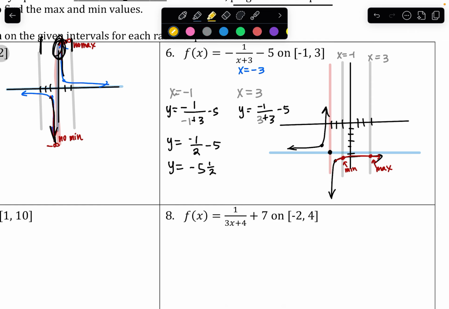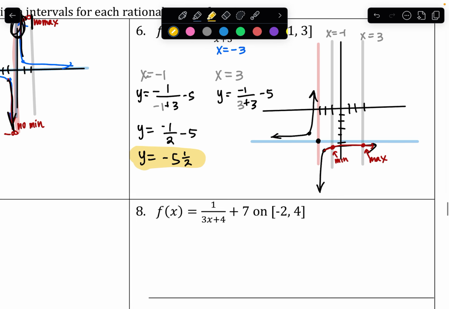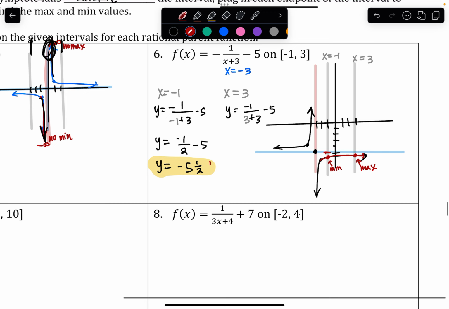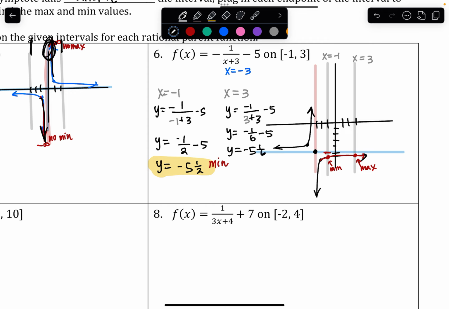Okay, and so that is going to be my minimum. And you can see that -5 is here, and -5 and 1/2, that makes sense. Okay, and then for my maximum, we get -1/6 minus 5, which is -5 and 1/6, which would be slightly closer, slightly above, and so that makes sense for our maximum as well. It's higher. This is more negative, this is less negative.